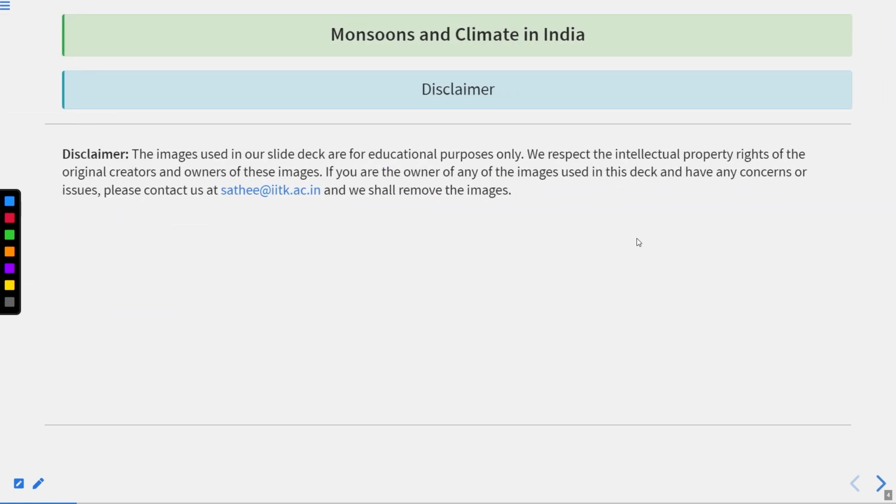But first, we will start our discussion with the disclaimer. The images that we have used in the slide deck are for educational purposes only. We respect the intellectual property rights of the original creators and owners of these images. If you are the owner of any of the images used in this deck and have any concerns or issues, please contact us at sathee@iitk.ac.in and we shall remove the images.